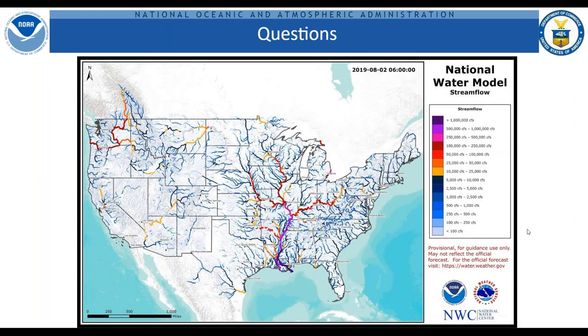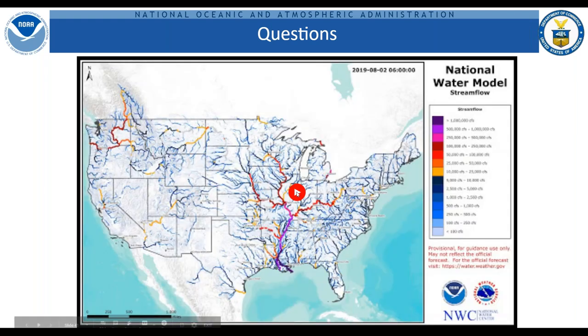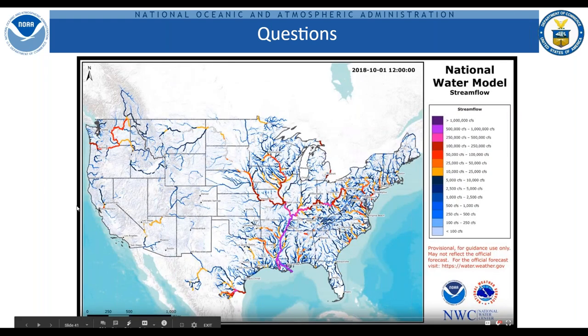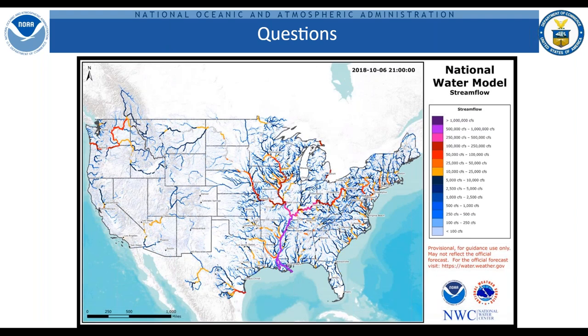So I'll close with one of my favorite slides, which is the 2019 water year, an animation of that. This is the output of the analysis cycle of the National Water Model. And what you're looking at here is an animation of water moving through the nation's river network. And so I know we're about out of time.